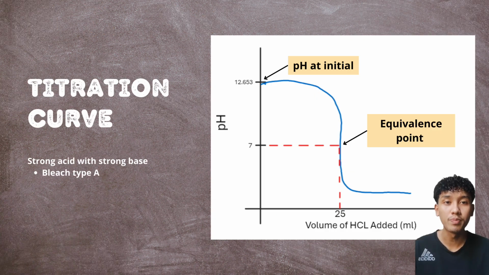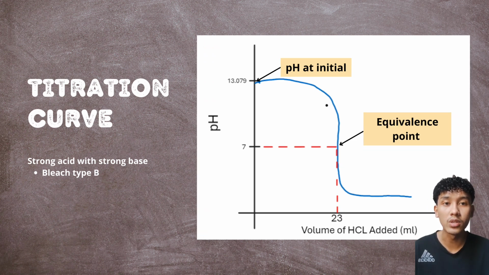Hi and Assalamualaikum. My name is Muhammad bin Mahdi, and I'm going to explain about the titration curve of both bleach. So I'm going to start with the titration curve of bleach type A, which is between sodium hydroxide and hydrochloric acid. Before the addition of HCl, pH of NaOH is 12.653, and when HCl is added, the pH is decreased gradually as more HCl is neutralized and the solution becomes less alkaline. So if you look at the graph, the solution reached equivalent point at pH 7 when 25 ml of HCl is added. Beyond the equivalent point, pH is decreased as the HCl is added.